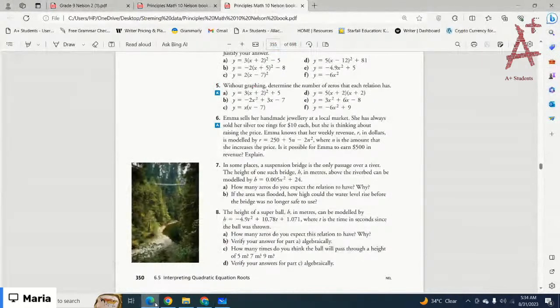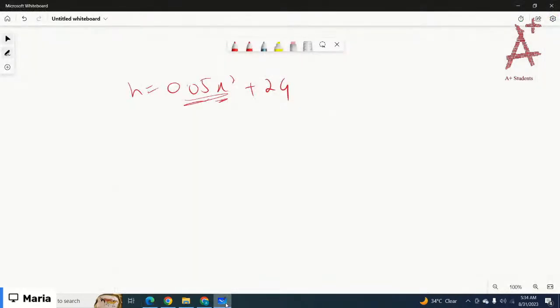Okay, part b is: if the area was flooded, how high could the water level rise before the bridge was no longer safe to use? So for this, you have to calculate the lowest point of the bridge, right? We can do it by determining the vertex of the model of the height. The model is already in vertex form. The vertex is 0 and 24, right? So the lowest point of the bridge is 24 meters above the riverbed. That means the water level could rise 24 meters before the bridge is no longer safe to use, right?